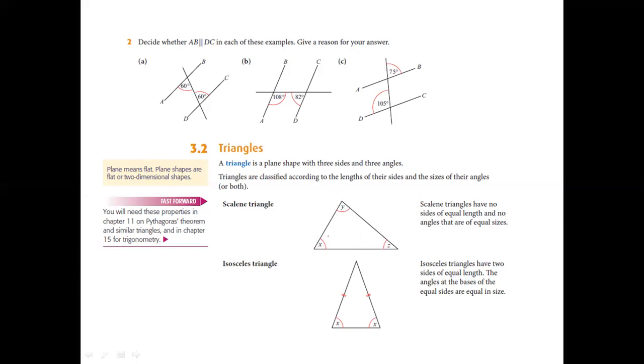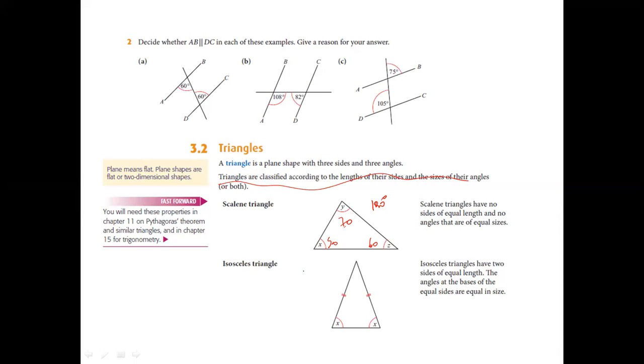For example, x is 50, z is 60, and the other is 70. Yes, because the sum of the interior angles of a triangle is 180. That's why when you add up the three angles, you must get 180. So 120 plus 60 is 180. Okay, that's correct. Triangles are classified according to the length of their sides and the size of their angles, or both. We'll return to this information.